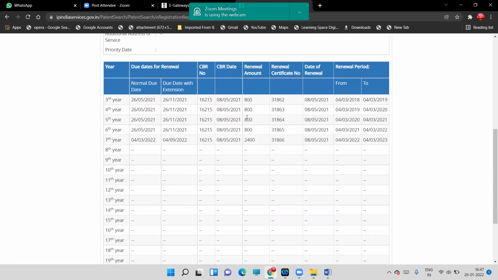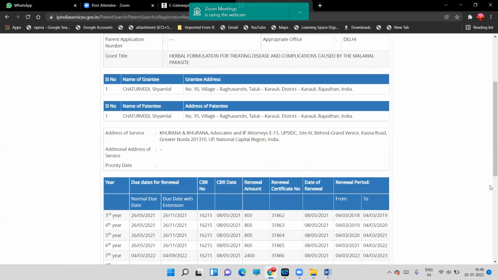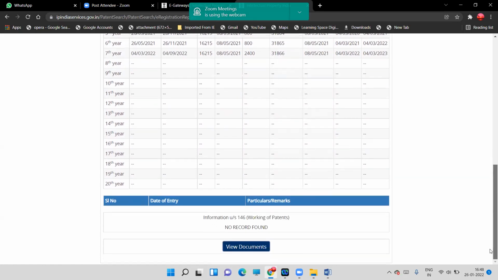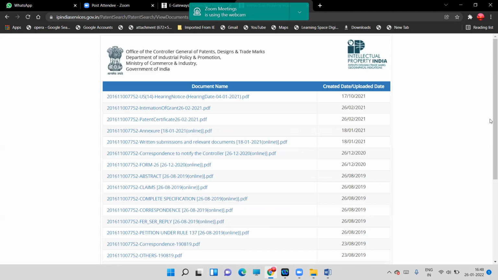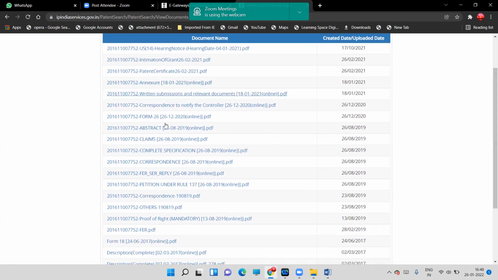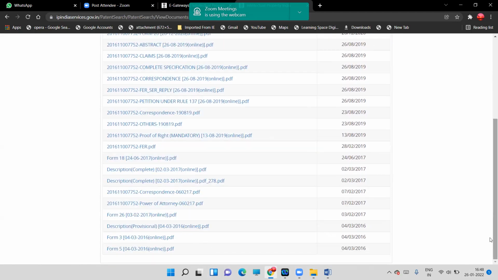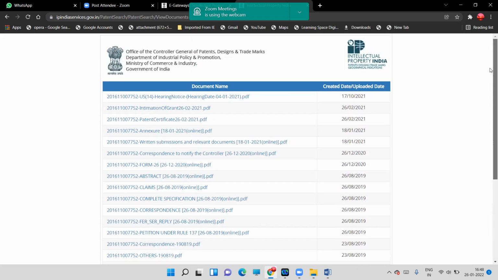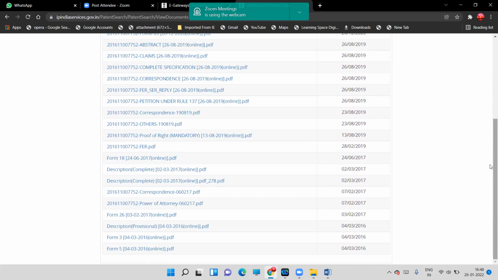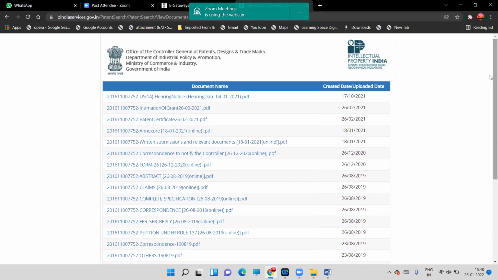In this section, you can see due dates for renewal. It is given, and the amount is also paid. So the patent is working. You can see here the documents related to this patent. It is available in this section. You can easily download each and every application related to the patent. Okay, is this clear? Yes, ma'am.